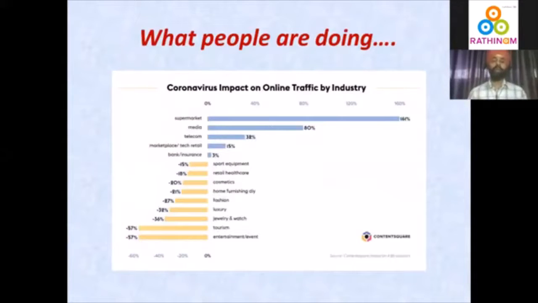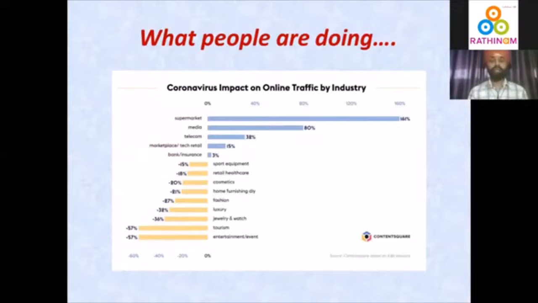Now, what are people doing? What are people doing in this pandemic? Now, we have a survey which is done by Content Square, and they analyze these sessions and your behavior online, what has been happening. They tie up with people and analyze the data available. Now, coronavirus and COVID-19 impact on the online traffic sector-wise.